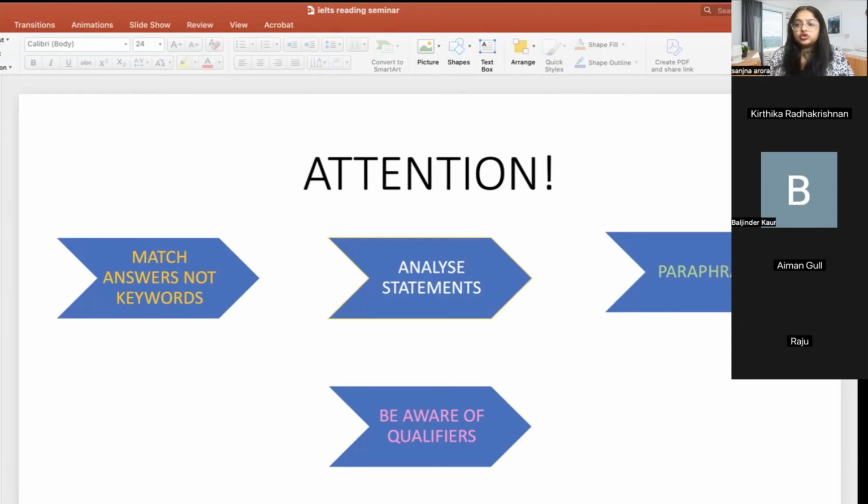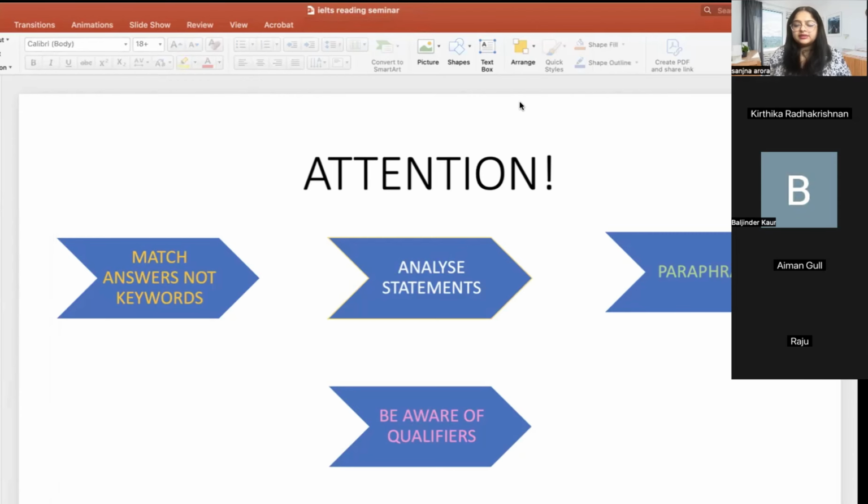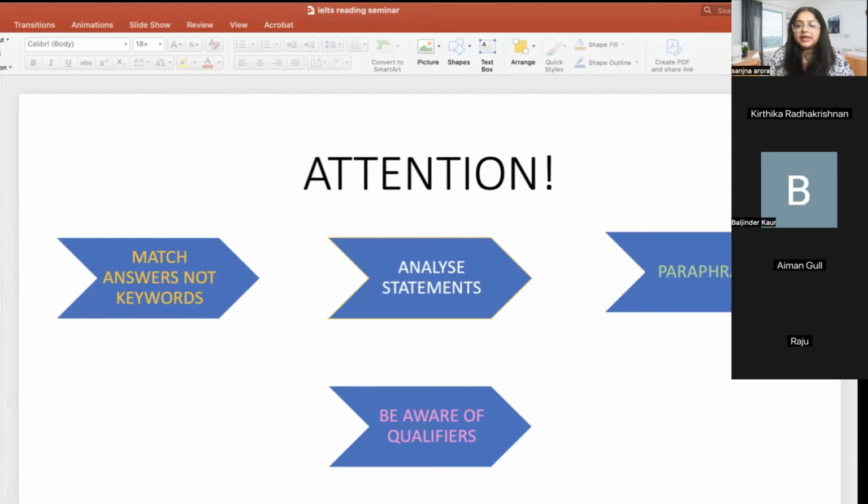So you are supposed to analyze the statement first, and then you are supposed to match the answer and not just match the keywords. I hope you are able to understand this difference. Now, after this, what I would like to suggest is that you paraphrase the question. That means the statement that you get, kindly paraphrase it. Once you have paraphrased it in your own language, then you'll be able to understand the statement better. So once you are able to understand the statement better, for sure you'll end up finding the answer more easily.